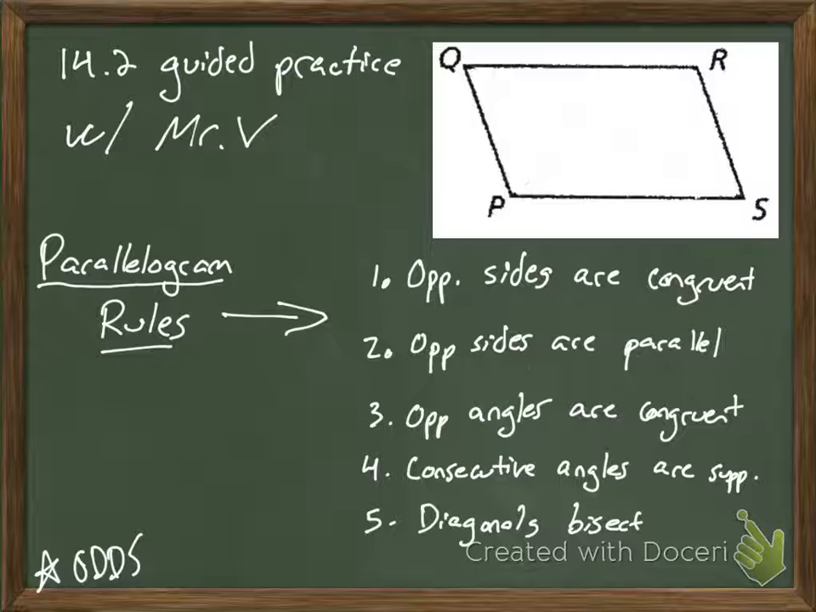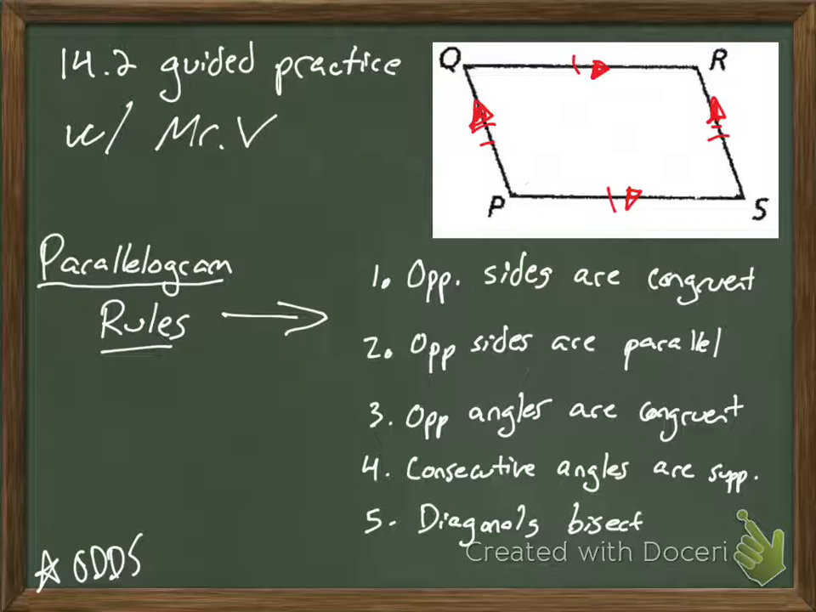First one is opposite sides are going to be congruent. So for example, this side is going to be congruent to this side, and this side is going to be congruent to this side. Then we have opposite sides are parallel. So you'll see that with this little triangle. And then same thing with this would be parallel to this.